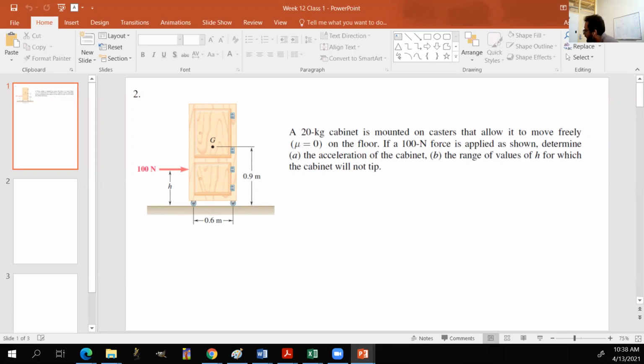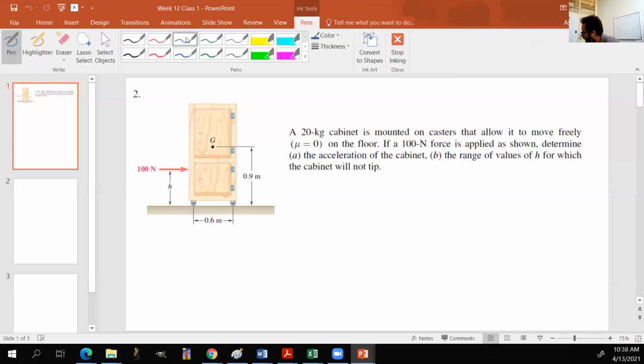You have a 20-kilogram cabinet that is mounted on casters that allow it to move freely. Basically, the coefficient of kinetic friction is equal to 0 on the floor. You're told that a 100 Newton force is applied as shown, and you're asked to find the acceleration of the cabinet. You're also asked to find the range of values for this height h at which this force acts, for which the cabinet does not tip.